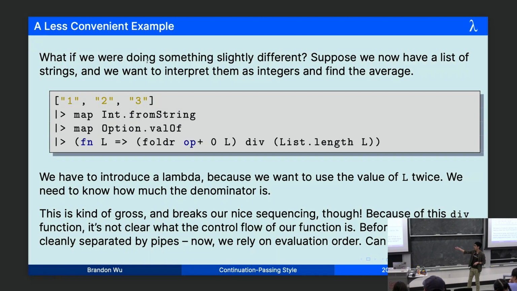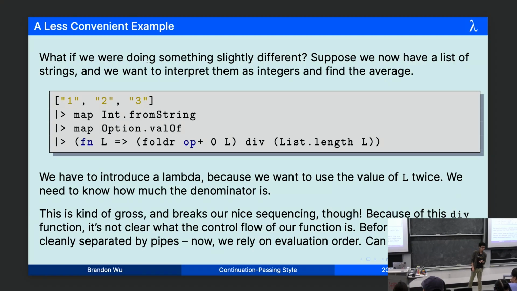Another comment is we had to write it this way because we need to reuse the list L inside of this List.length. I couldn't pipe it immediately into foldr because then I'd lose the list. Okay. Remember the promise, okay? All right.